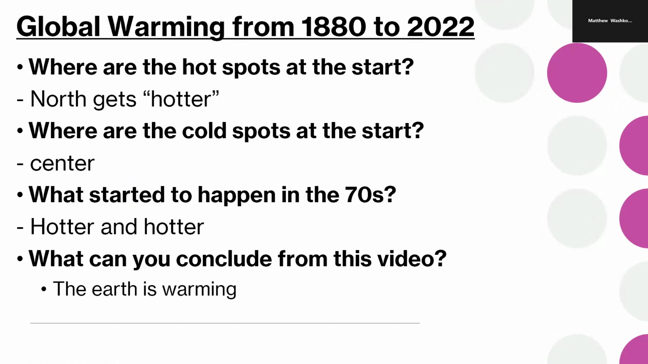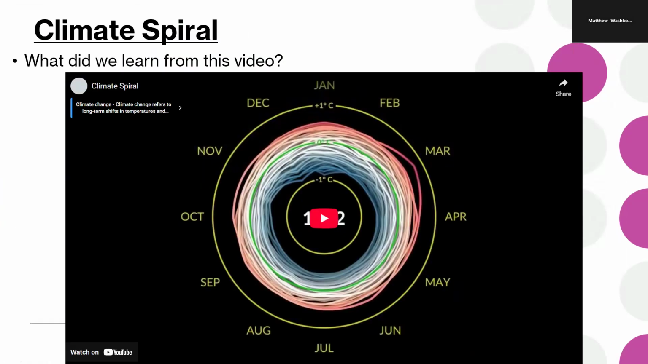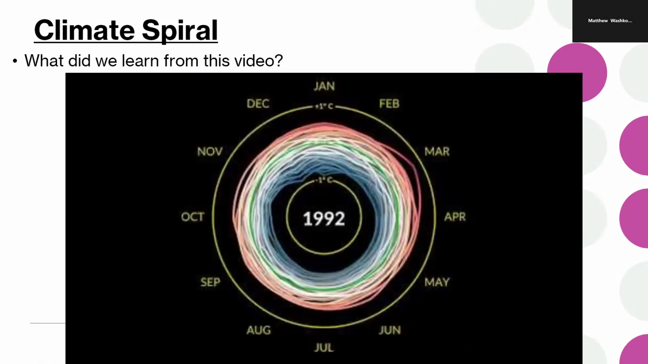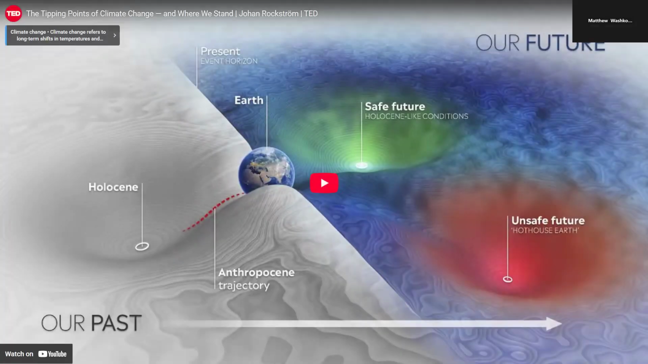So the north gets hotter. The cold spots are at the start, but then as the Earth gets hotter and hotter, we have this climate spiral again. I won't play this video, but it's just graphing this data over the last 100 years. Don't need to do that.